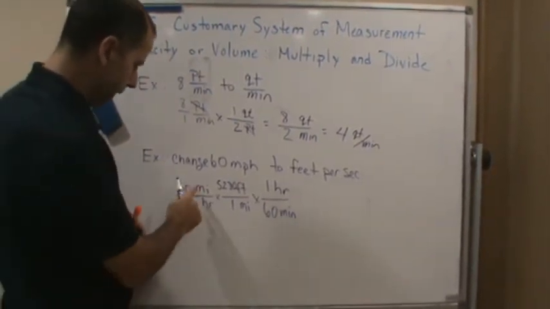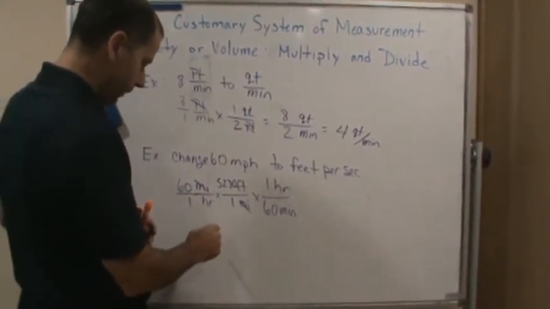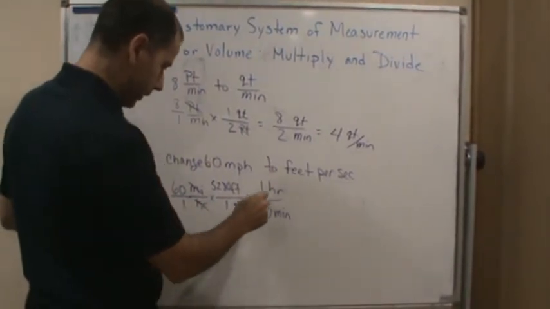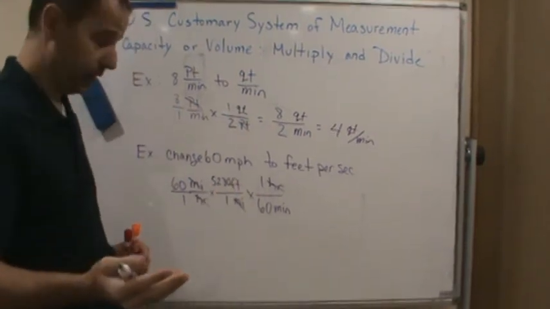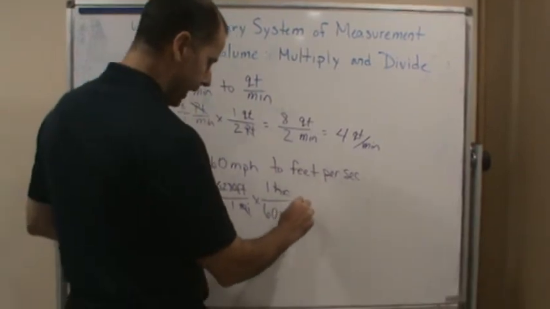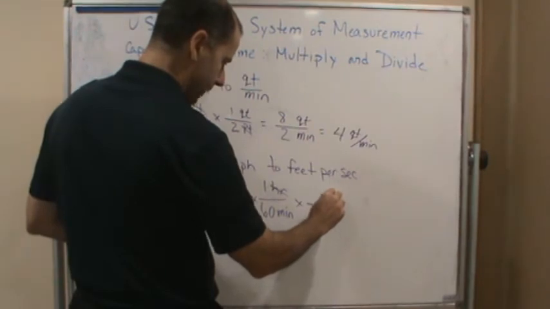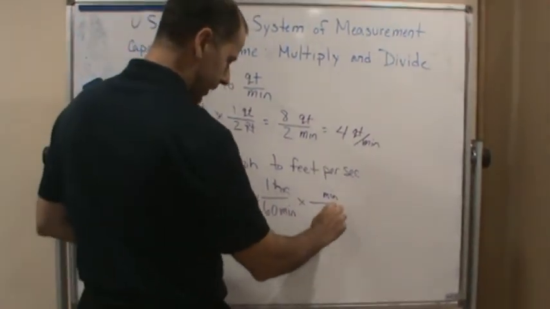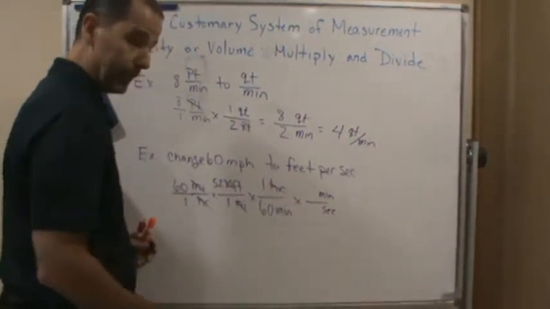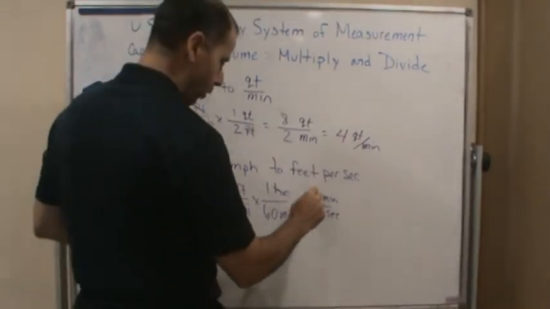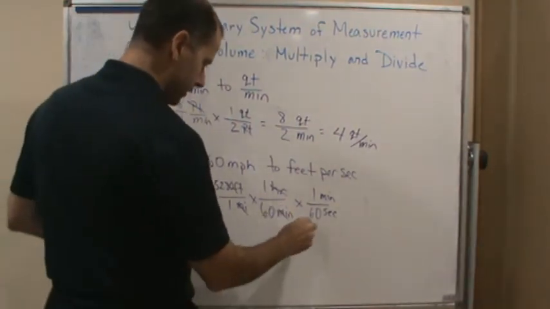And so now, I've got miles here. Miles will cancel with miles here. Hours are going to cancel with hours here. So I've got feet on the top, which is what I need, but I've got minutes on here. So I'm going to have to add another unit ratio that involves minutes. So I need minutes on the top to cancel with the minutes on the bottom, and I need seconds on the bottom. So again, what's a unit ratio that relates minutes to seconds? Well, I know that there are 60 seconds in 1 minute. And so now these minutes cancel.